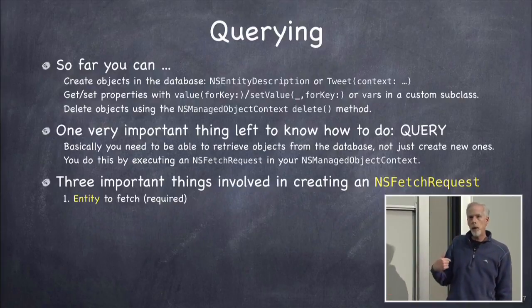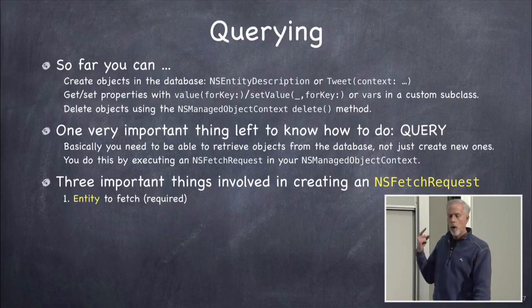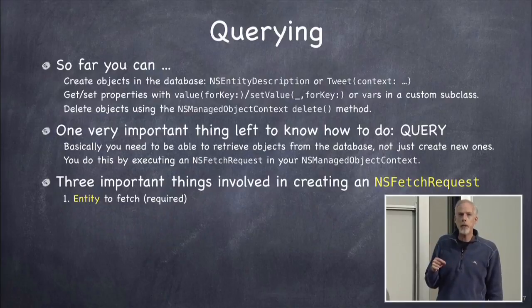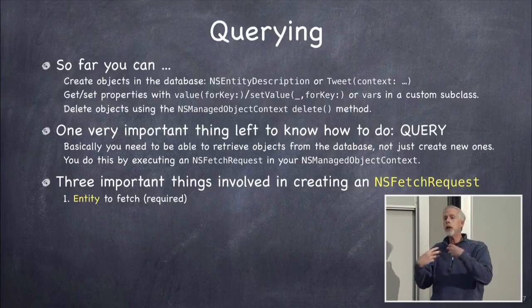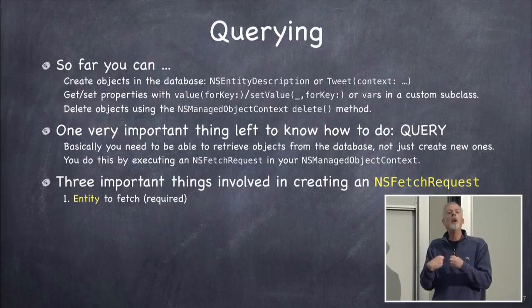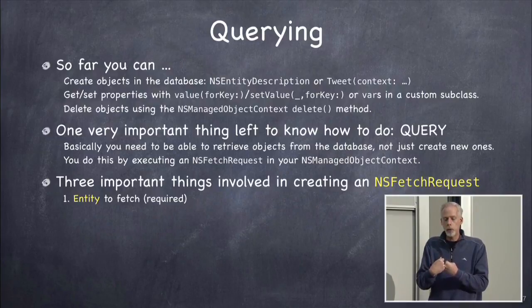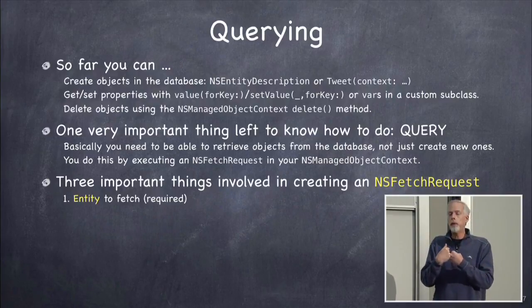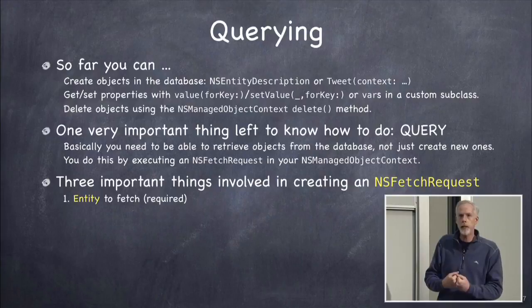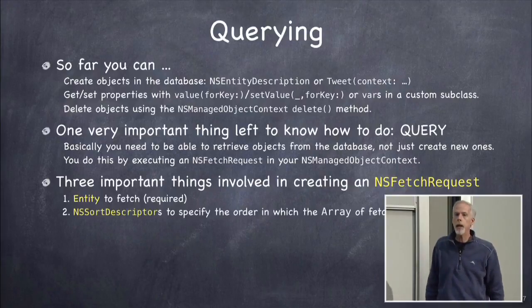So when we're building one, there are three important things we need to know. One, what entity are we fetching? Because a fetch request can only fetch one kind of entity. There's no such thing as a fetch request that will give you some tweets and some Twitter users. No. A fetch always gives you all tweets or all Twitter users. Make sense? So that's the number one thing: we're going to create the fetch request, and it will be a fetch request for a very specific entity, and it will only be able to fetch those entities.